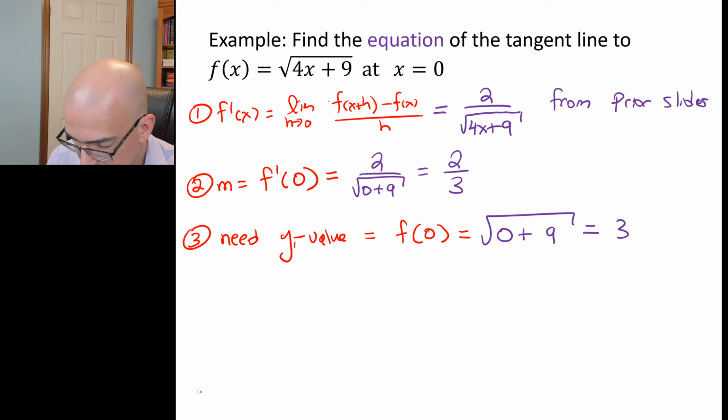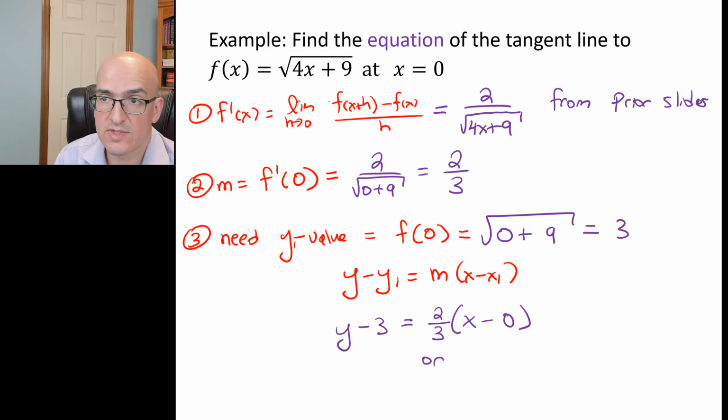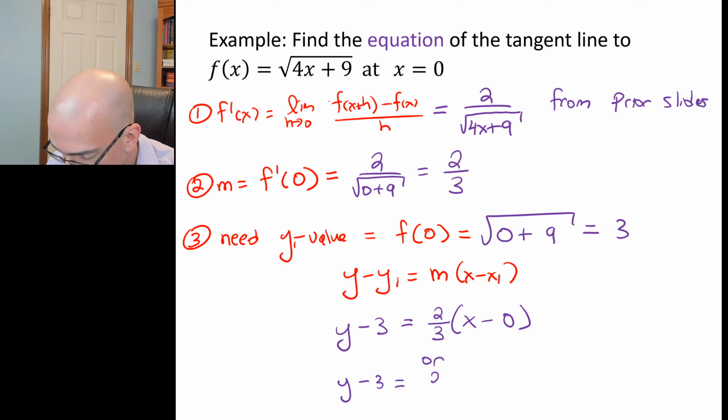Now we have all the ingredients we need to answer the question. y minus y1 is equal to m times x minus x1. So y minus 3 is equal to m, which was 2/3, times x minus 0. Or you can drop the minus 0 since subtracting 0 doesn't do anything. y minus 3 is equal to 2/3 x. Or y is equal to 2/3 x plus 3, adding 3 to both sides to write it in the form of y equals mx plus b.